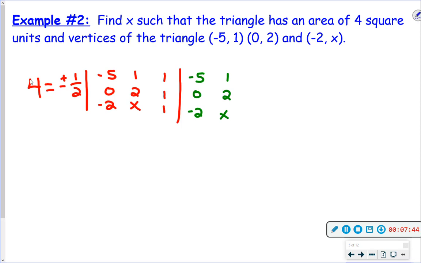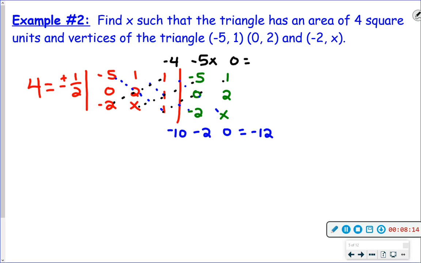Same process, start in the top left, multiply down your diagonals. So negative 10. 1 times 1 times negative 2. And then, of course, I've got the 0 here. So that wasn't a big deal. Okay, start in the bottom left corner, multiply up. Negative 4. Okay, don't let this throw you off. x times 1, x times negative 5. Got it. And then 1 and the 0.